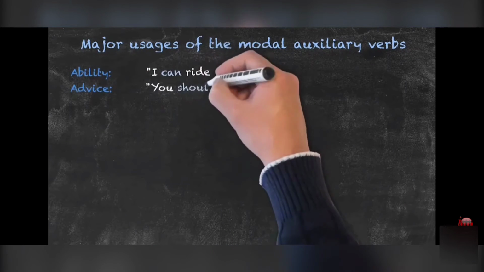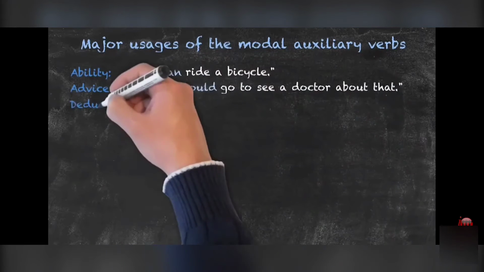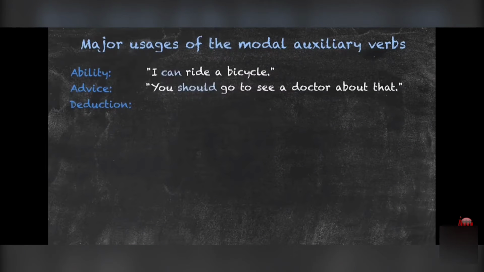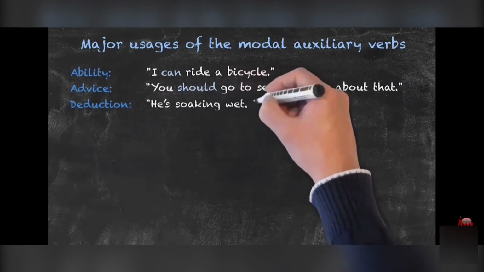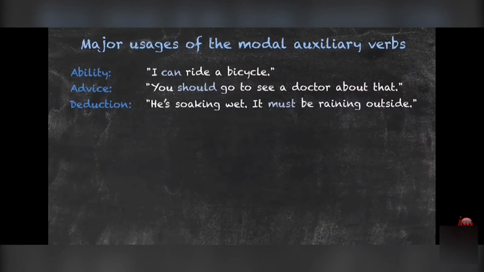that. Deduction. Somebody comes in, they're soaking wet. It must be raining outside because he's drenched. You're deducing that it's raining outside, but you don't actually know. Obligation. I'm obliged to do something. I must finish this report by tomorrow morning.